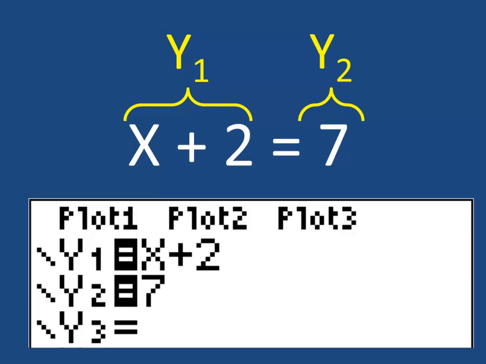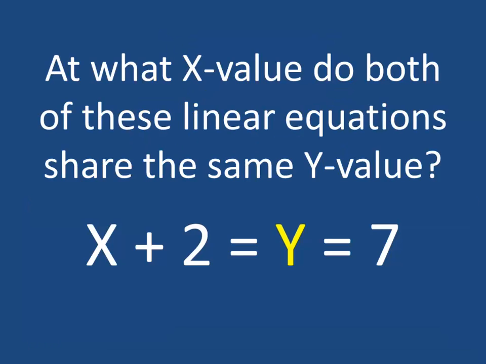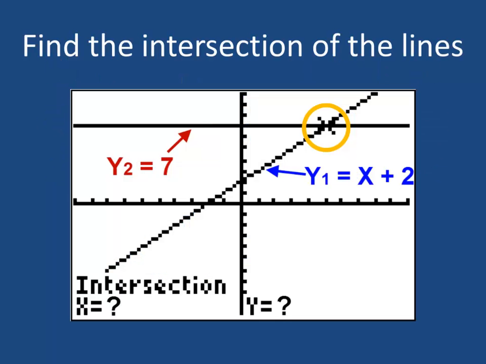On the graphing calculator, this will mean that the left side of the equation will be y1 and the right side of the equation will be y2. Our goal is to find what value of x would produce the same y value in both equations, y equals x plus 2 and y equals 7. In other words, we'll find the intersection of these two linear equations. The intersection is the point at which they share both the same x value and same y value.